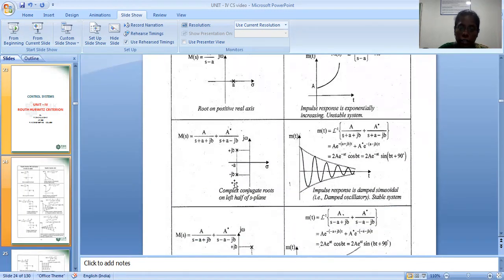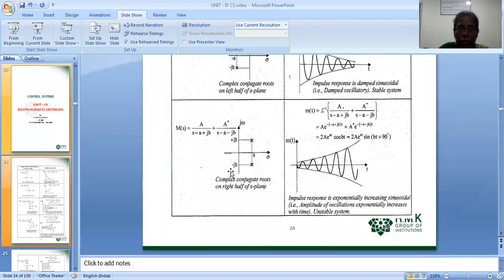And in the other case, where we have complex conjugate roots instead of real roots, when the conjugate pairs are lying on the LHS of the S-plane, that is the left half of the S-plane, the impulse response of the system is damped oscillatory, where the oscillations are damping out. Therefore, the system becomes stable because the oscillations are getting damped. At one point the oscillations will become zero. Therefore, we can say that the system is stable. This will happen when the complex roots or the conjugate pairs are lying on the LHS of the S-plane.